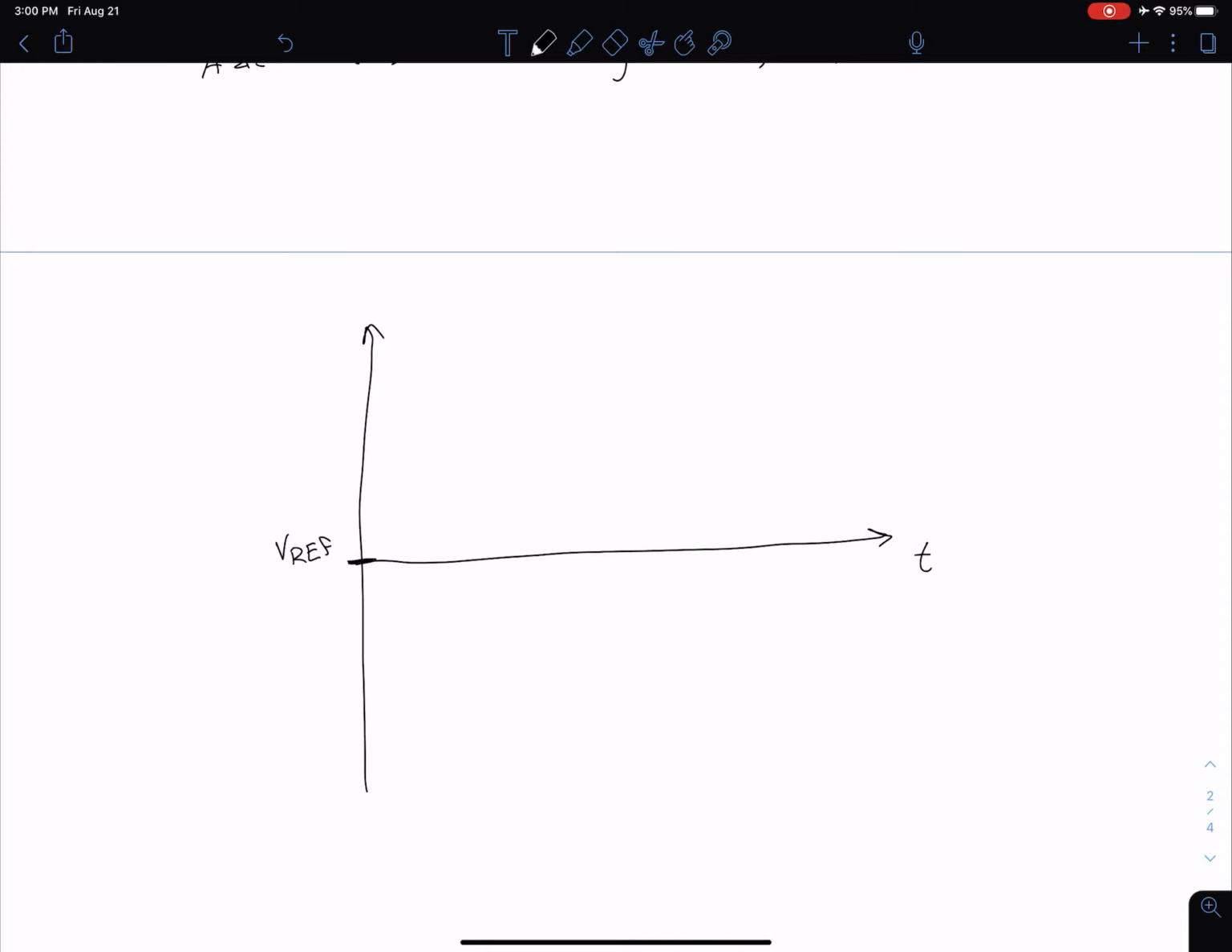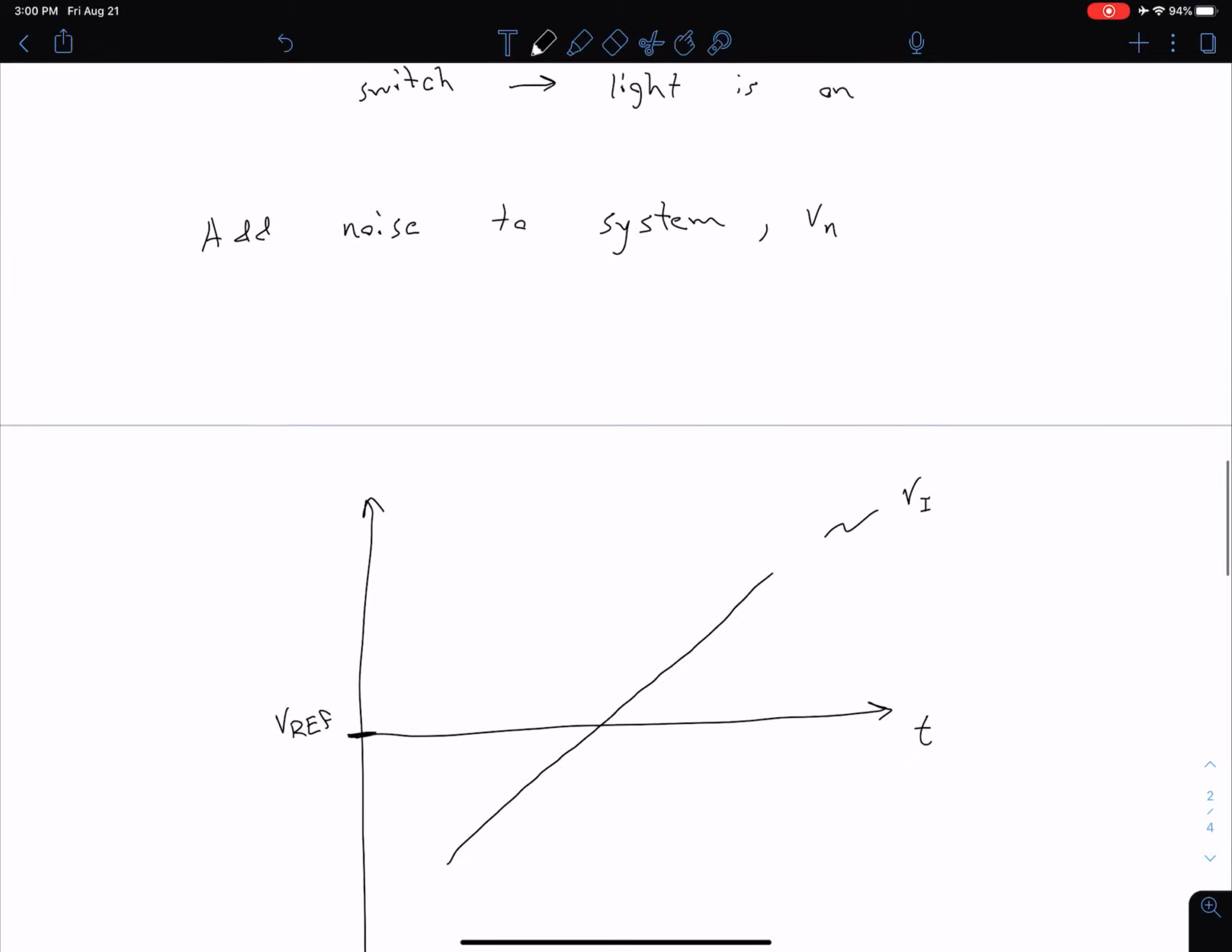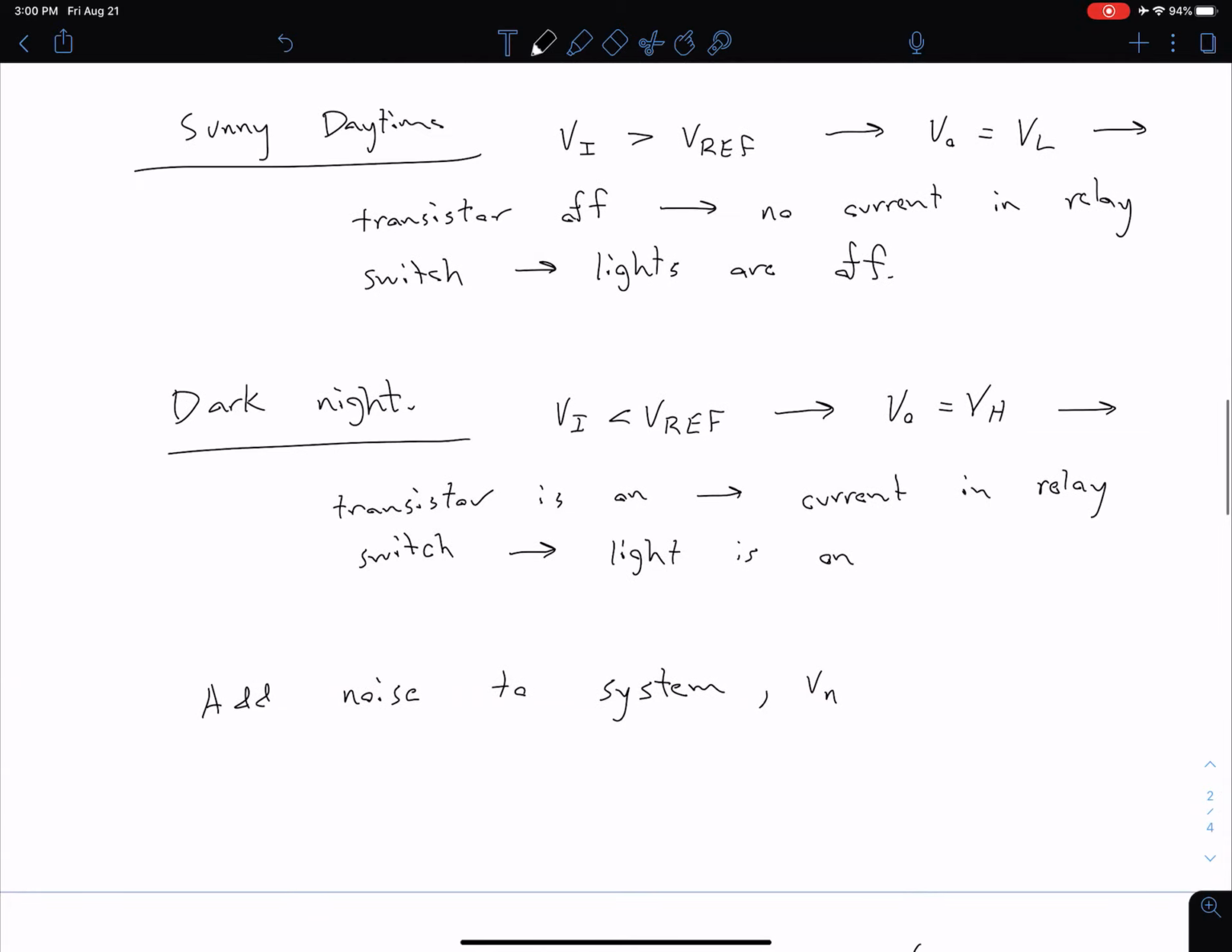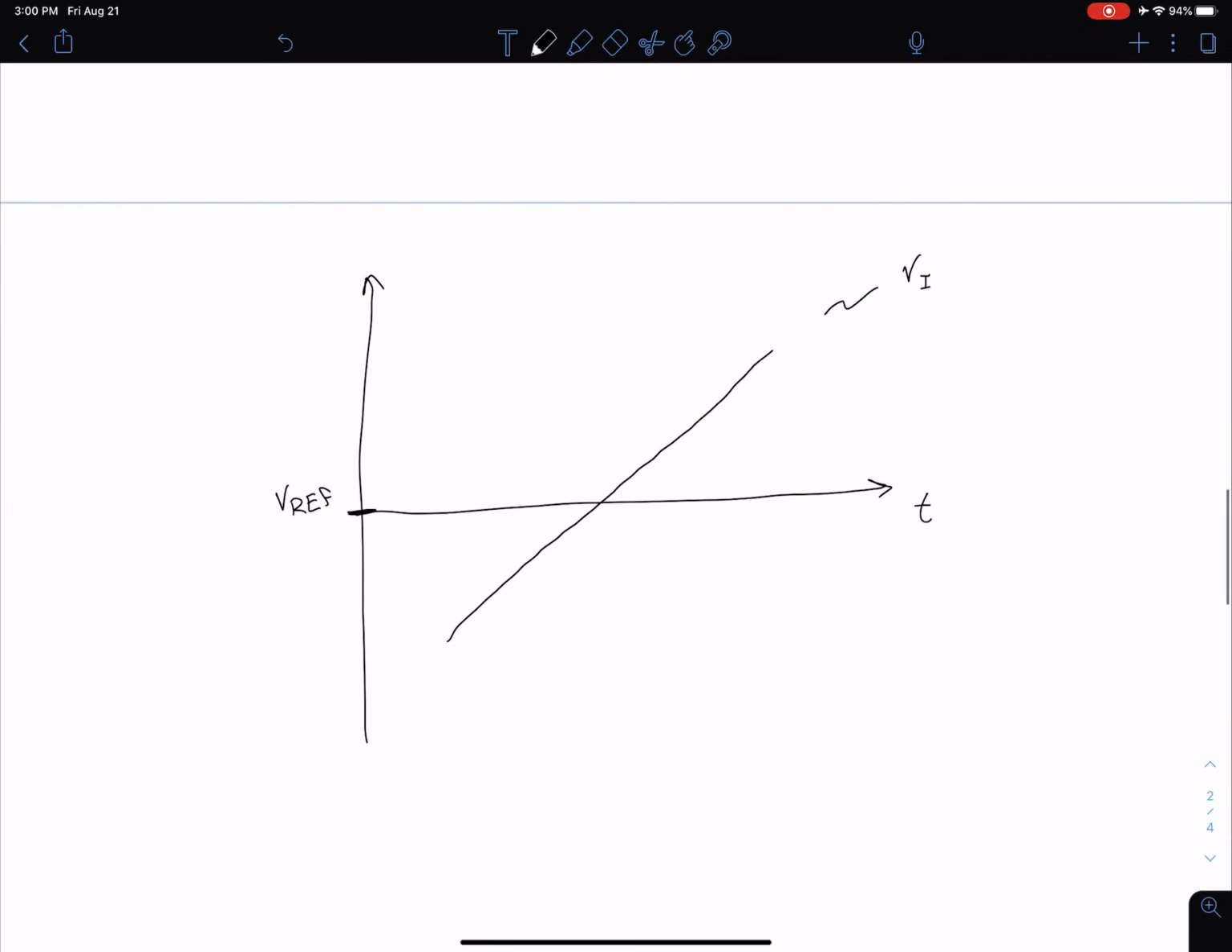So let's say our input voltage, which corresponds to our light, looks something like this. Let me actually do this a little bit steeper, so this next part is going to be easier to draw. Okay, so let's say our input voltage corresponds to this. So this is our VI. Down there at the start of time, we have a low input voltage, so that would correspond to it being dark. And then over here on the right, our light is getting brighter. So this would be like day and night.